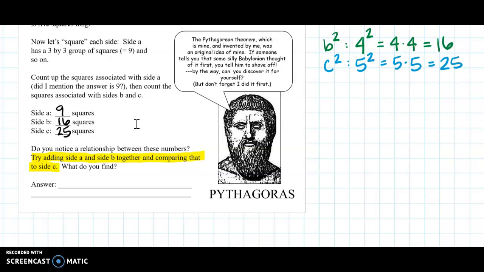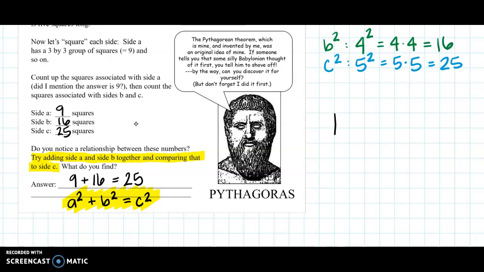We find that the square of A plus the square of B is equal to the square of C. In other words, A squared plus B squared is equal to C squared. This is true for all right triangles. We call this the Pythagorean theorem.